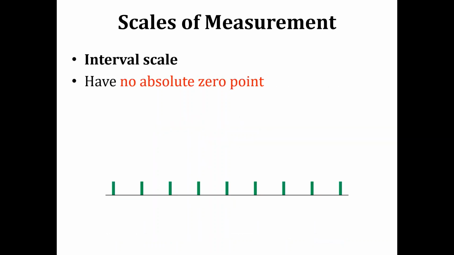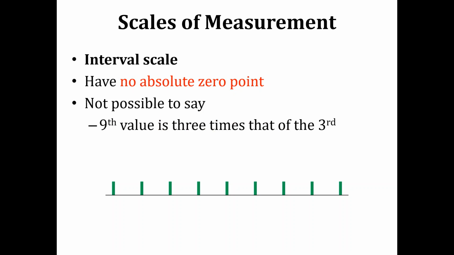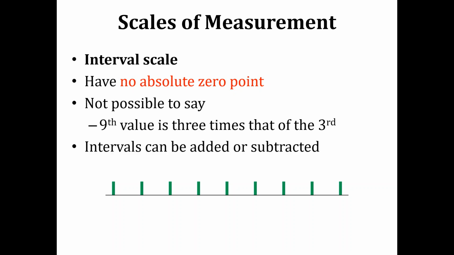Now the thing which is lacking in the interval scale is that interval scale does not have an absolute 0 point. And therefore it is not possible to say that 9th value is 3 times that of the 3rd, right? So we cannot multiply or we cannot divide the units, we can only add or subtract them. So the intervals, they can be added or subtracted, they cannot be multiplied or divided because it doesn't have an absolute 0 point on the interval scale.